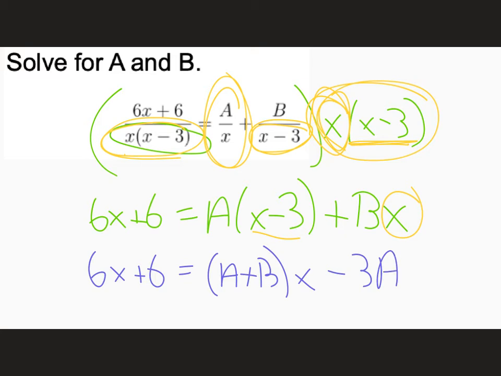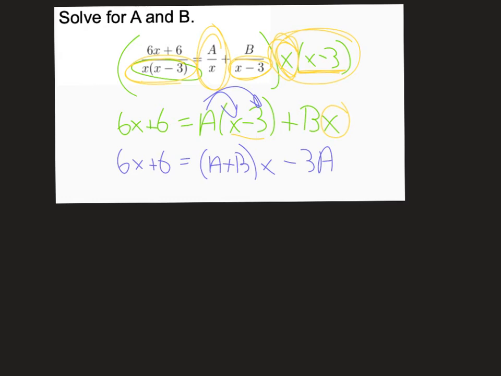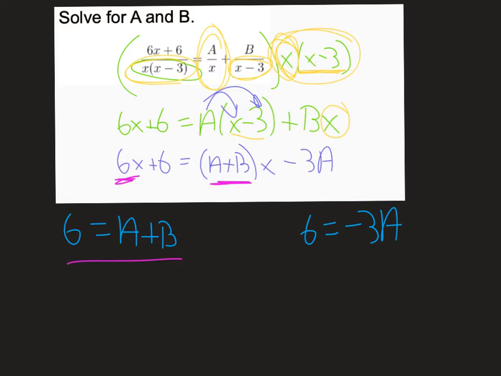Take a moment, process that. What I did is I distributed this a, and then I undistributed the x. So I factored out the x and grouped things together. Once I've done that, you should be able to notice this. I remember this from like a linear algebra course I did, that 6 is going to be a plus b, and 6 is going to be negative 3a. So the first part of the equation, which I'll underline in pink, is from 6 and a plus b. The second part of the equation, which I'll underline in yellow, is 6 and negative 3a.